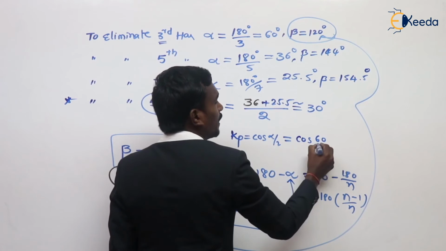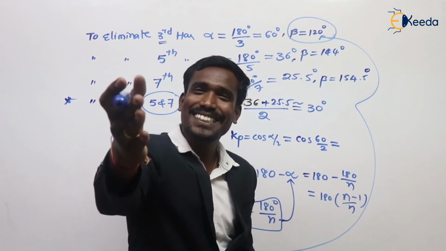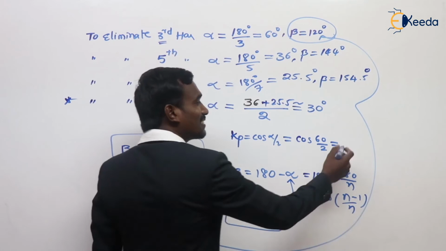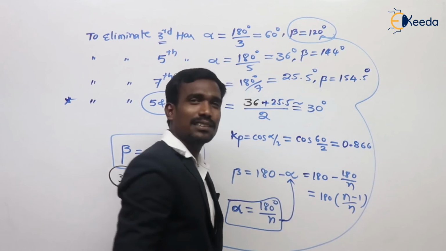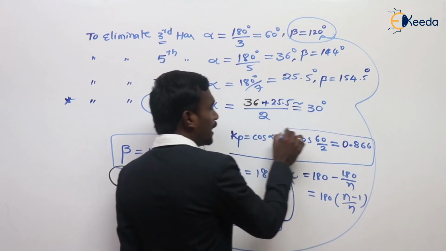Cos 30 value, can you tell me? What is cos 30? Tell me. It is not sine 30, it is cos 30. Cos 30 is root 3 by 2. Root 3 by 2 is 0.866. So, to eliminate third order harmonics, Kp is equal to cos alpha by 2, which is like this.